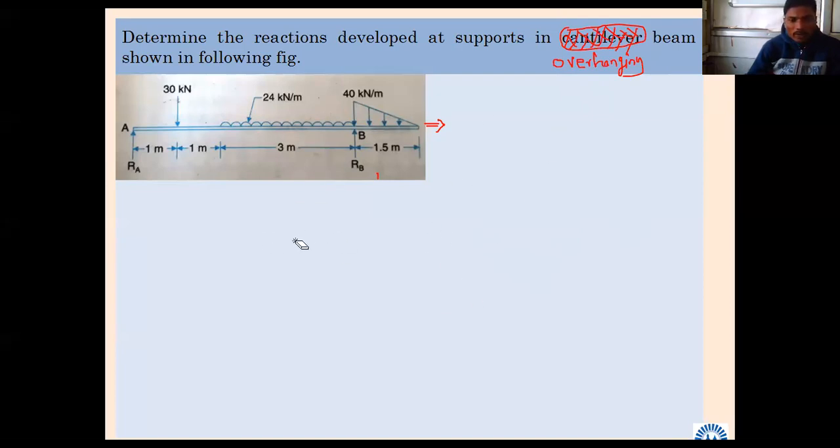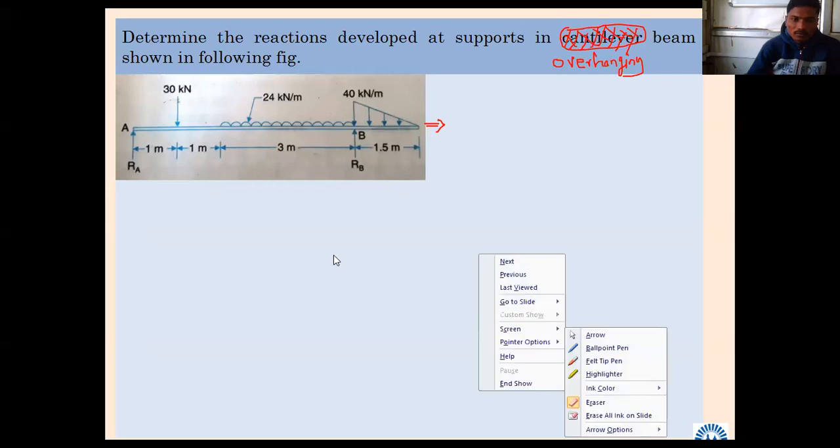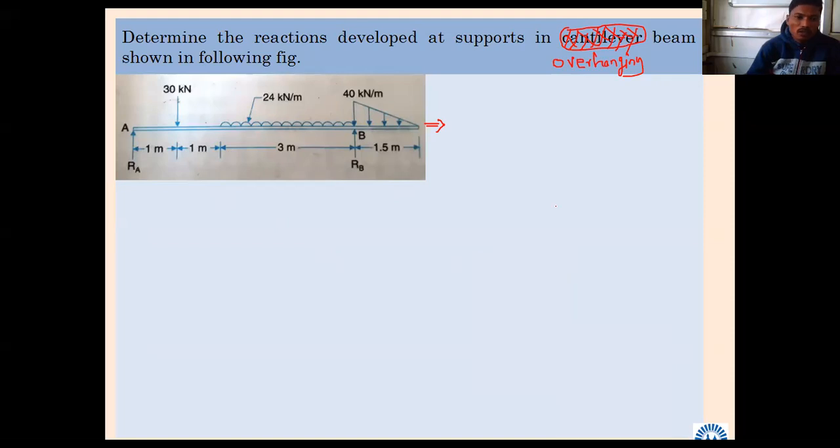Okay. Coming back, what is the total length of the beam? You have to see the diagram carefully. Total length I am asking. How much is it? 6.5 meters. 1 plus 1 plus 3 plus 1.5. You should see very carefully and immediately reply how much it is. Likewise, how much is it?